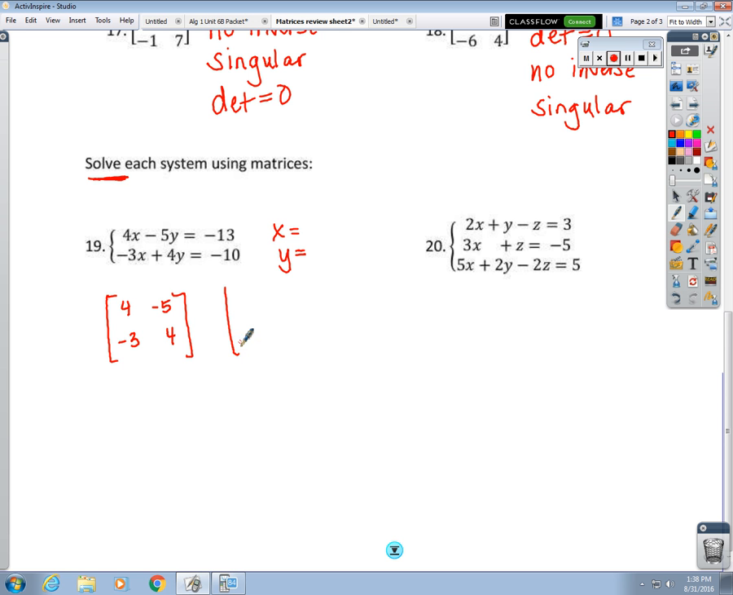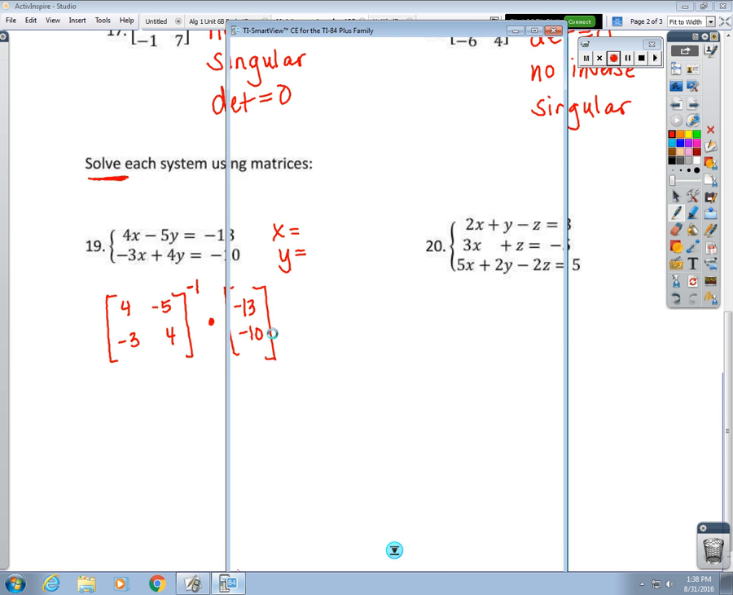You also set up a matrix with your constant values. Negative 13 and negative 10. Now to actually solve and figure out what x and y equal, what do we do with these two matrices? Right? You do the inverse of the first one and you multiply it by the second one. Okay, so let's type that in and see what we get.